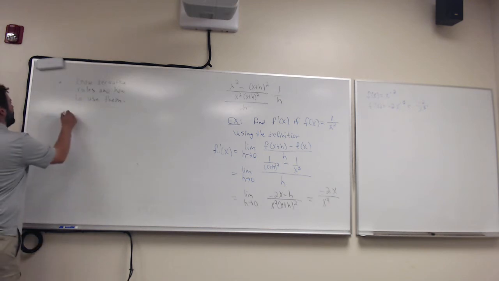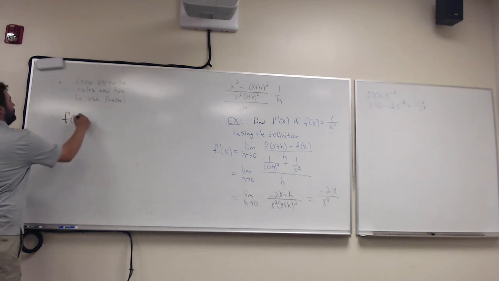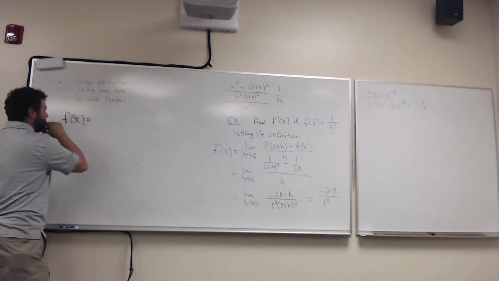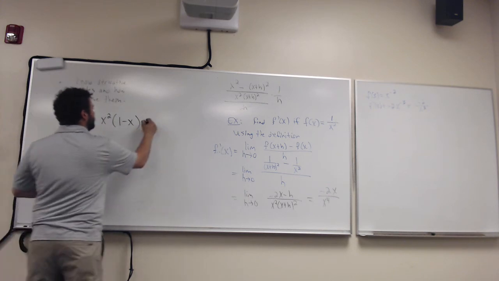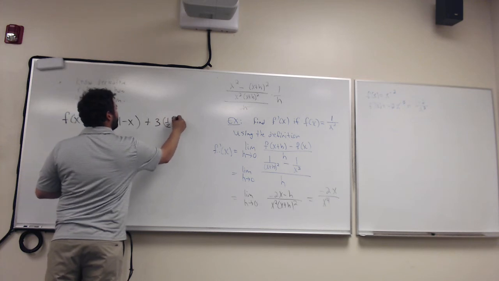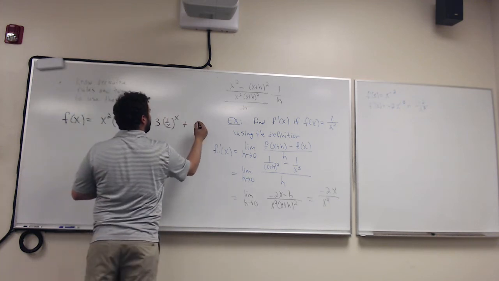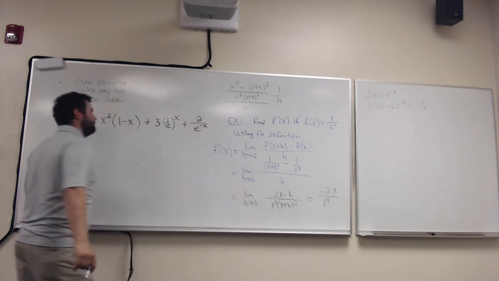So let's say f of x, let me grab something that works. Let's say f of x is x squared times 1 minus x plus 3 times, I don't know, I'll do 1/2 to the x power plus 2 over e to the minus x.